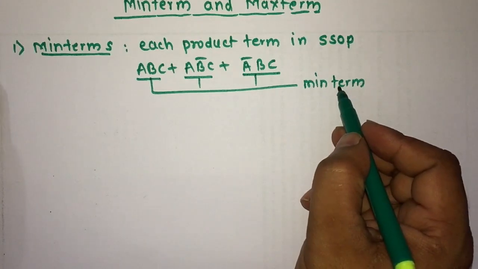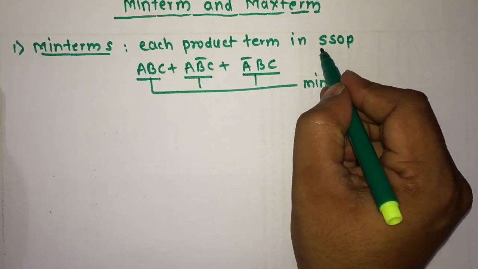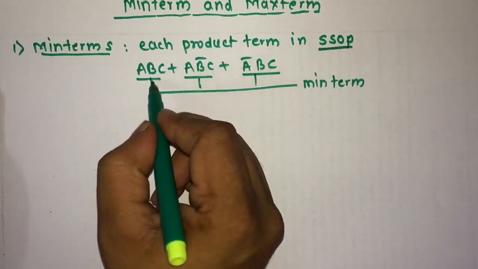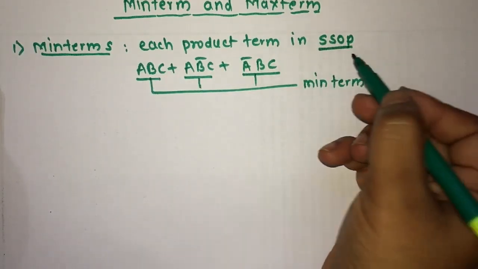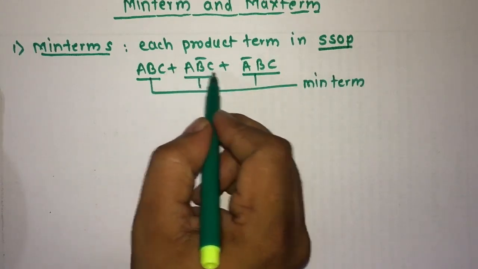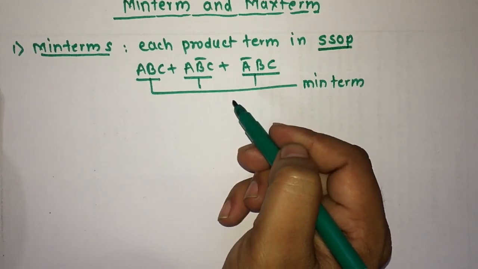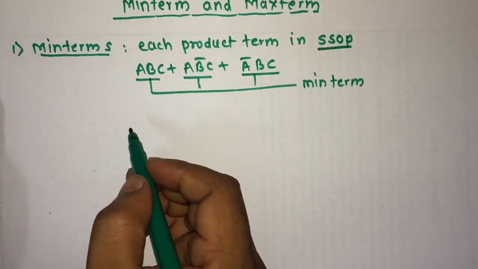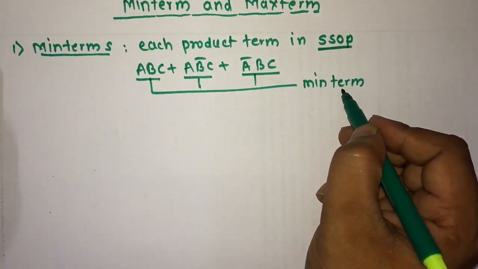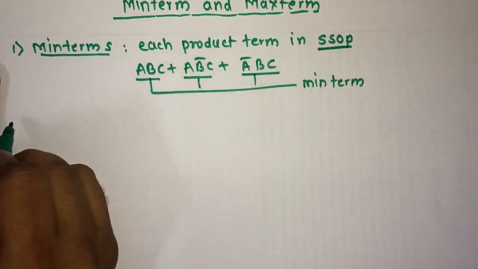So in order to get minterms from the equation, we require the SOP in standard form. Means we require a standard SOP equation, then only we can get the minterms. Because if the SOP equation is not in the standard form, then all literals are not present in the product term, so that term we will not consider as a minterm. So we just have to remember that the minterm is the product term from a standard SOP equation.